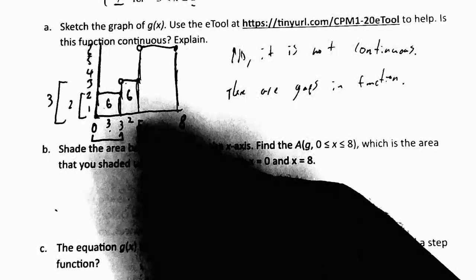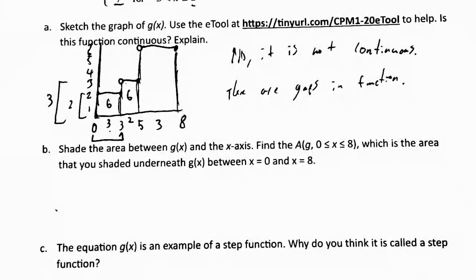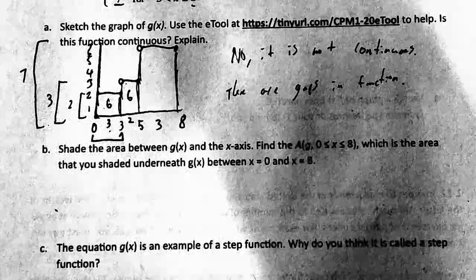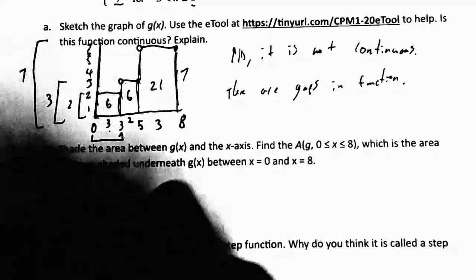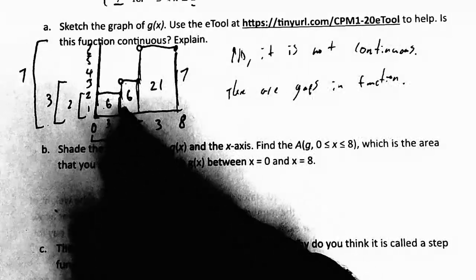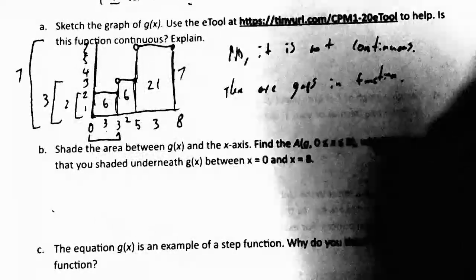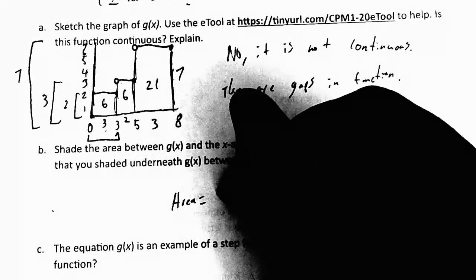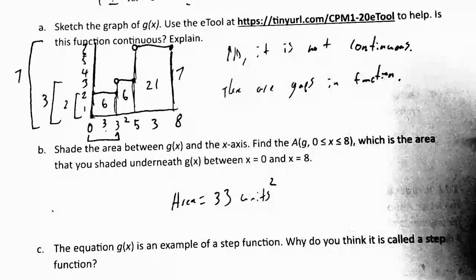And then here we have 5 to 8, that's 3 by 7. So we're going 0 to 7. So from here up to here, it's going to be 7. 3 by 7 is going to be 21. This is not exactly to scale my graph, but this roughly looks like this. And now we're just going to add these all up. 6 plus 6 is 12, plus the 21, that is 33. So area equals 33 units squared. Okay.